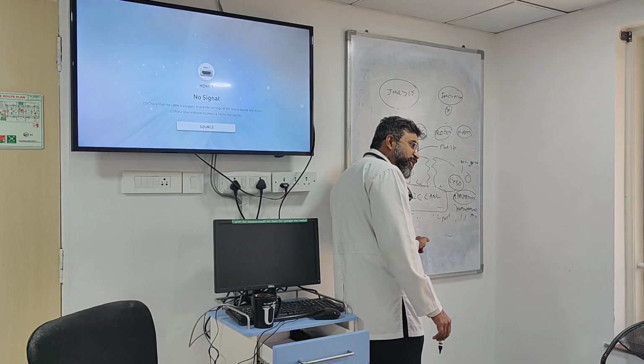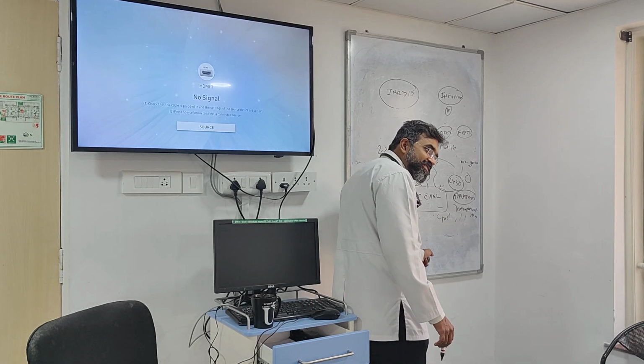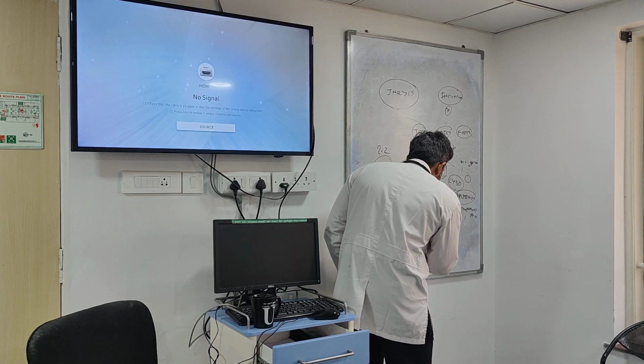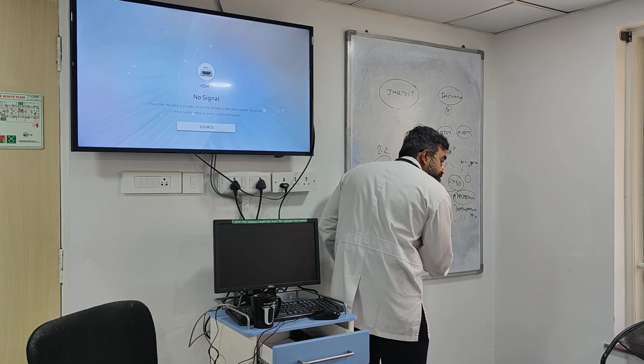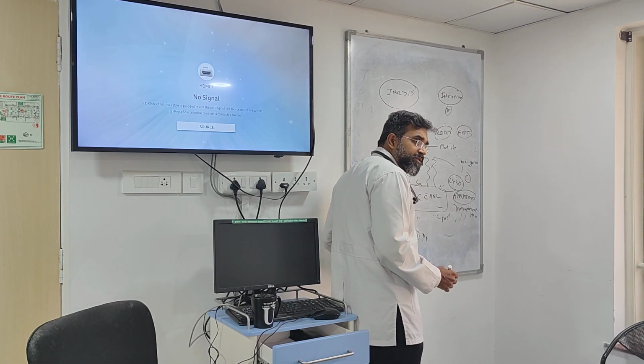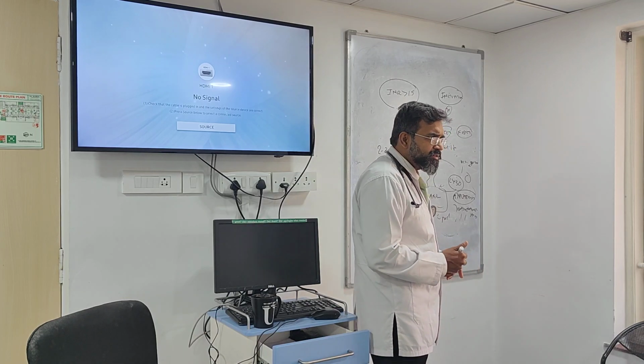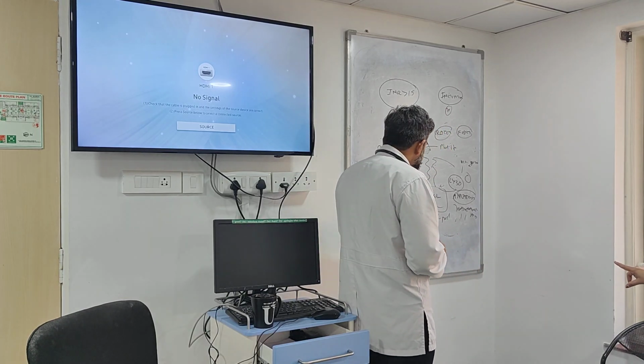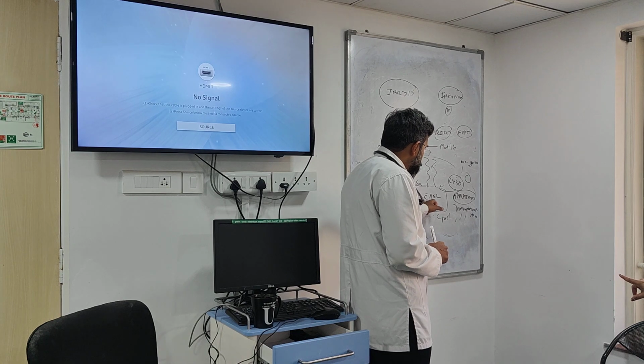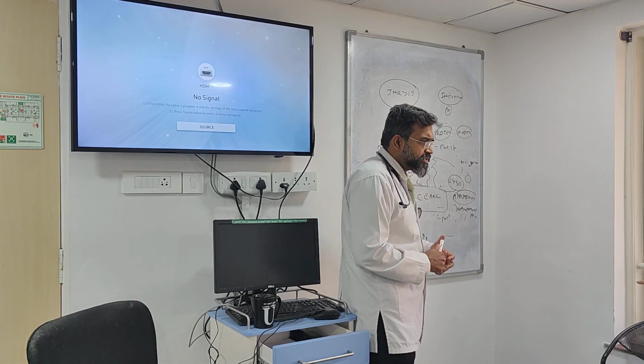But here, which factor does not get consumed or which increases? Factor 8. So here we do a factor 8 level. The factor 8 will be high, whereas here all the factors will be low. Are you understanding? That's what DIC is. There should be some acute antifibrinolytic responsive entity: acute intravascular coagulopathy with acute fibrinolysis.